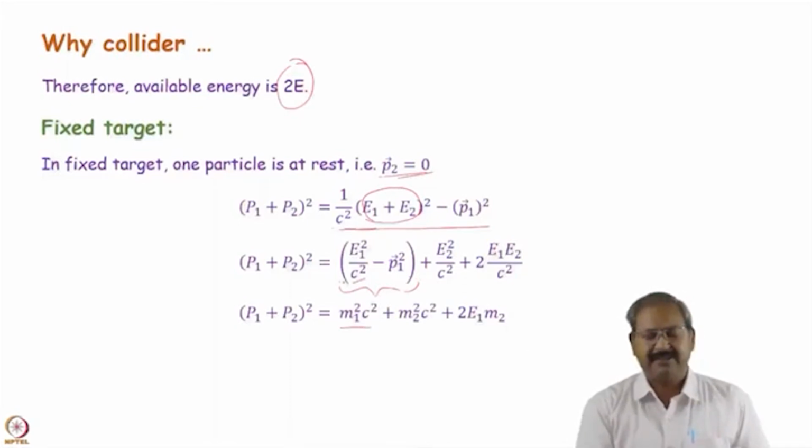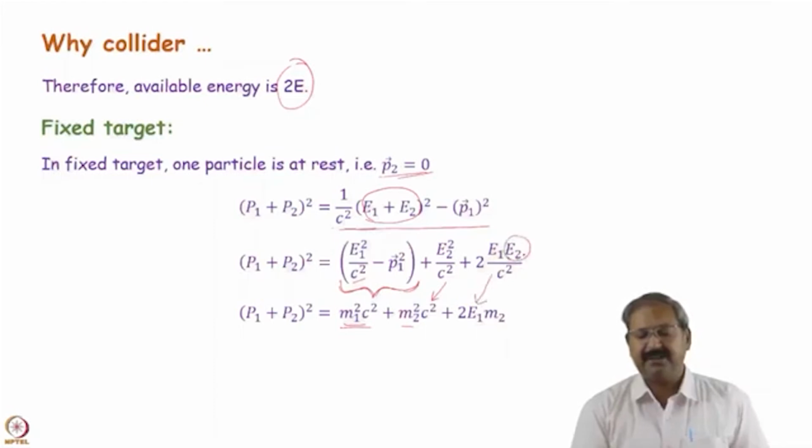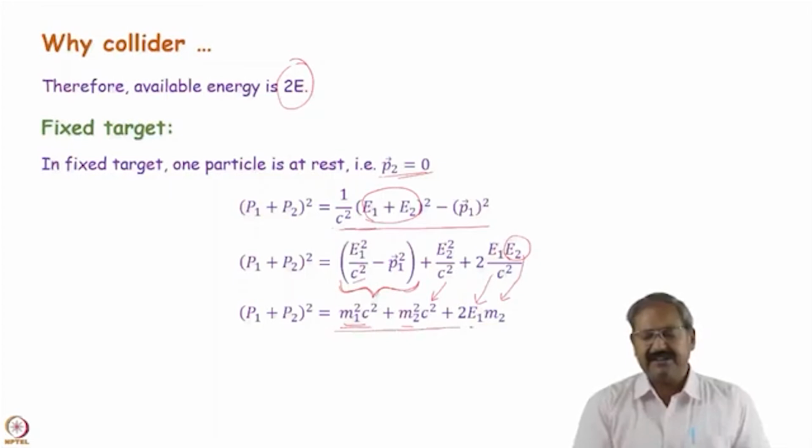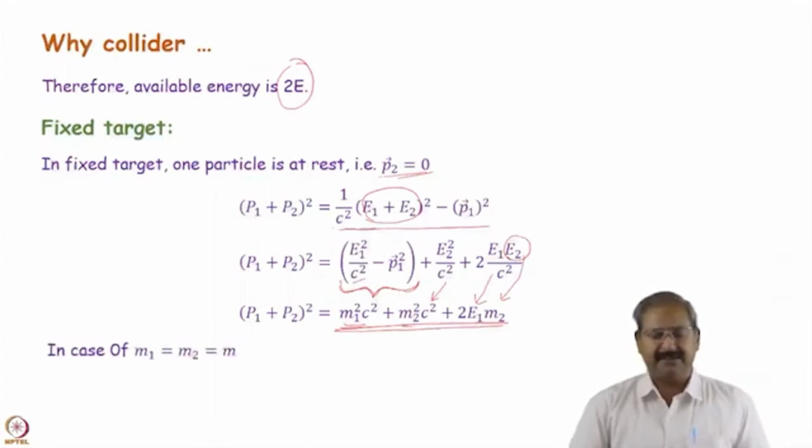We have seen this. This is irrespective of the lab or center of mass frame. These are M1 C square. This is because the second particle is not moving, so E2 will be only the rest energy, M2 square C square. And for the third term, in the place of E2, again we will put M2 C square, and the C square factors will cancel out. So this is the available energy in the center of mass frame in the case of the fixed target experiment.